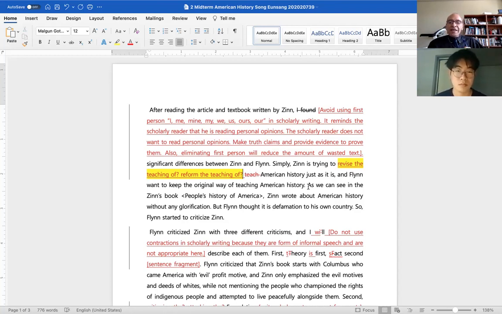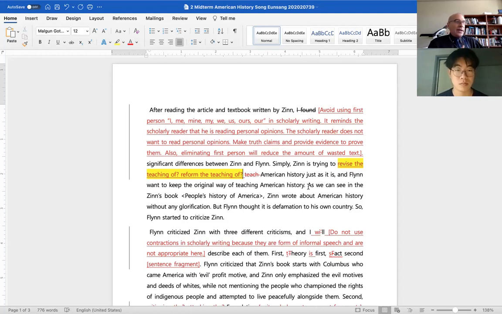But I think Flynn's anger with Zinn is that you don't understand any of that from reading Zinn. Zinn doesn't focus on the great achievements of America. He doesn't focus on why the world loves America.